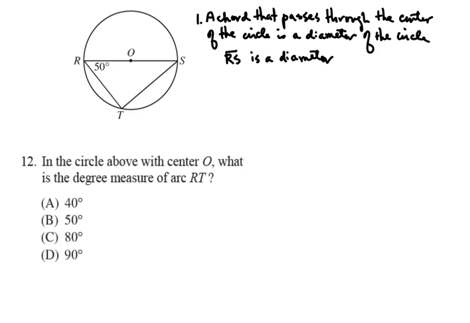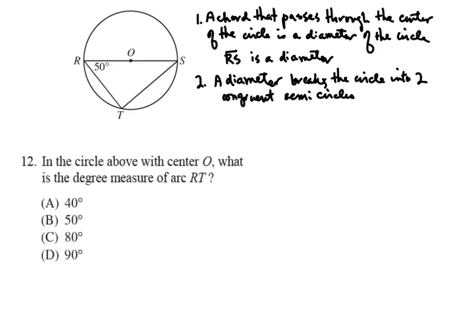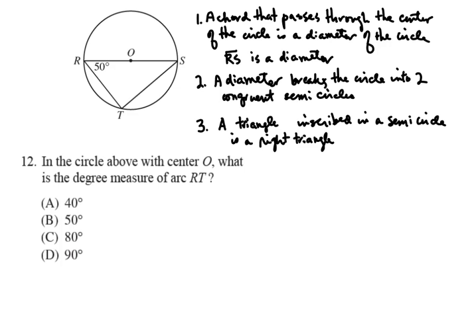A diameter also breaks a circle into two congruent semicircles. The third thing you should know here is that any triangle inscribed in a semicircle is always a right triangle. So a triangle inscribed in a semicircle is a right triangle, which means that angle T is going to be a right angle, or 90 degrees. And since every triangle has a sum of 180 degrees, that means that the measure of angle S has to be 40 degrees.